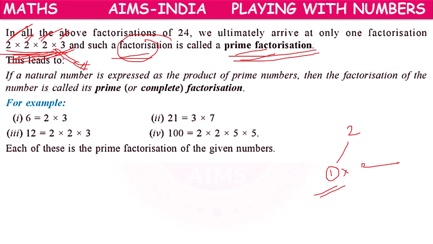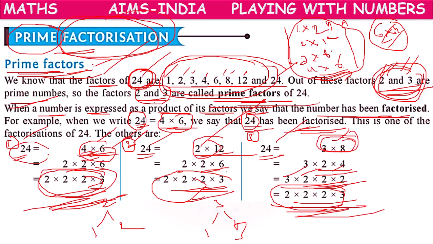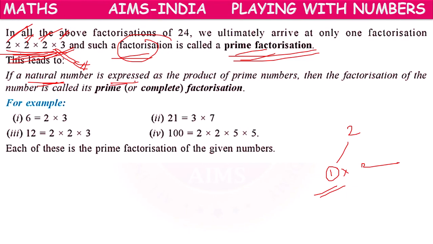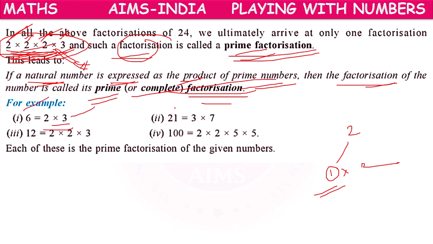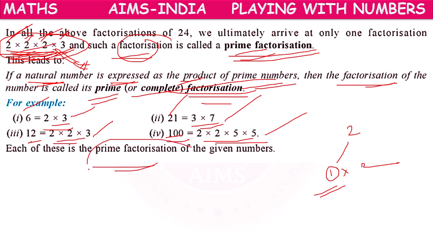Prime factorization means if a natural number, like 24 in this case, is expressed as a product of prime numbers like 2 into 2 into 2 into 3, then this factorization of the number is called prime factorization or complete factorization. For 6, 2 into 3. For 21, 3 into 7. For 12, 2 into 2 into 3. For 100, 2 into 2 into 5 into 5. These are all examples of prime factorization of different natural numbers.